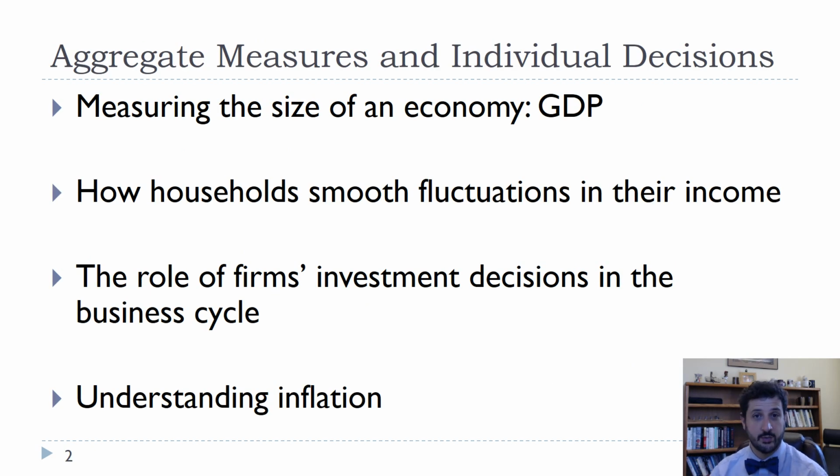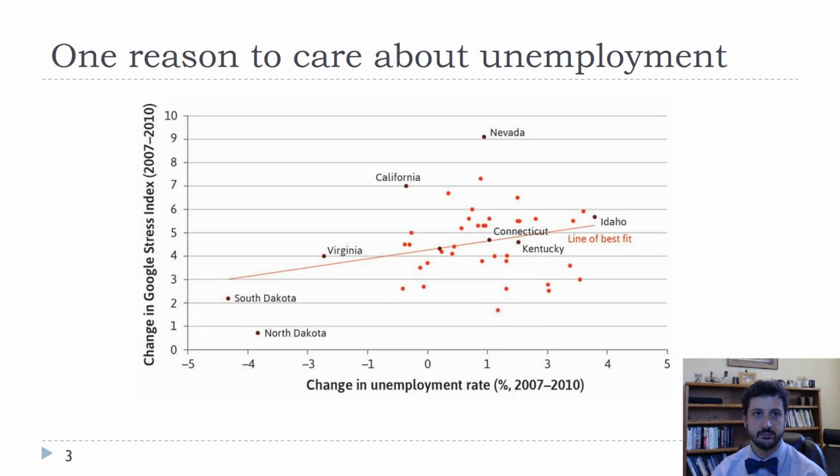So we're going to talk about the size of the economy. We're going to talk about gross domestic product. We're going to talk about how households try to smooth their consumption when their income is going up and down. We'll talk about firms' investment decisions and the fact that investment is very different from consumption. And at the end, we'll talk a little bit about inflation. We'll talk about that a little bit more when we have our chapter on monetary policy.